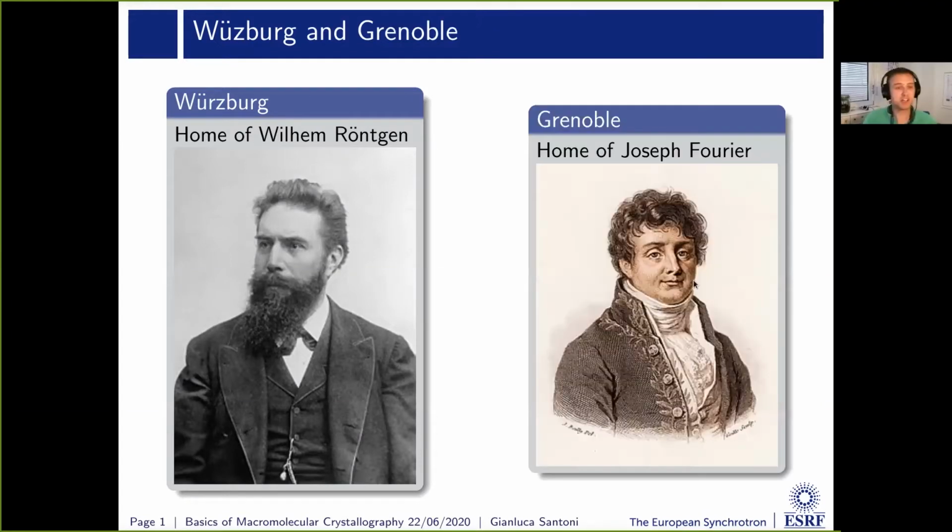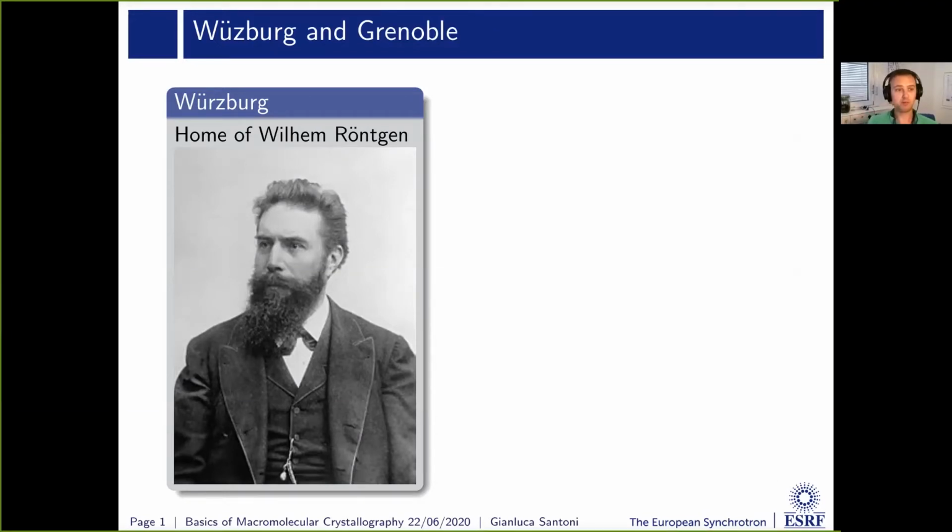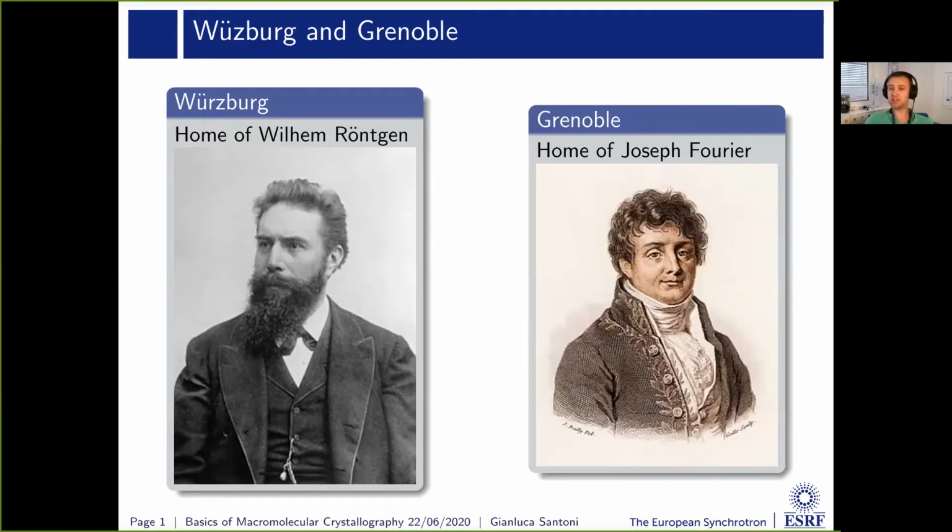Because it's a shared day between the University of Würzburg, where William Röntgen exactly 125 years ago discovered the X-rays, and Grenoble, where 200 years ago exactly, Joseph Fourier wrote his essay on the heat transfer, which, between other things, contained the definition of what we call today the Fourier transform, which is the basis of one of the basic tools for crystallographer to go from diffraction images that we will see today how we collect to get the electron density map. That will be obviously the object of the following lectures.